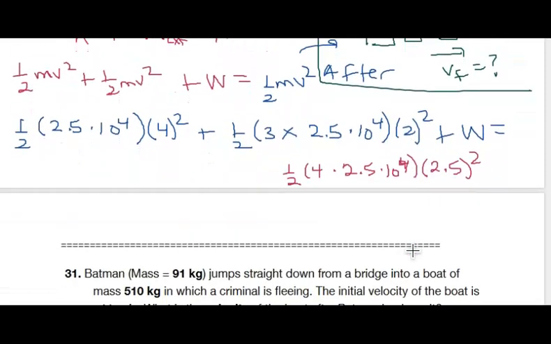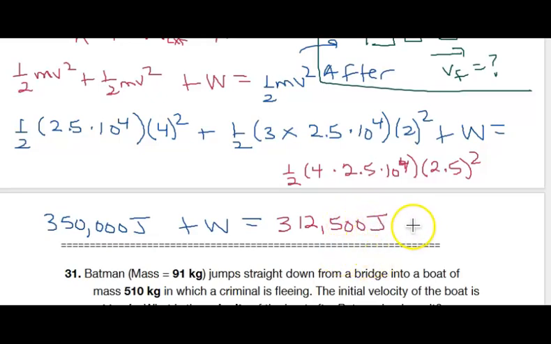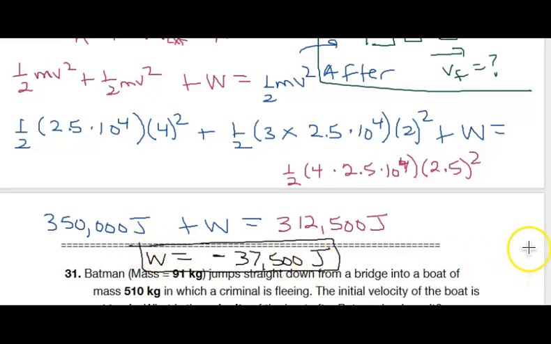Okay. Running through the math, you get that you initially had 350,000 joules of energy. And at the end, this turns into 312,500 joules of energy. And so when you take the difference between those two, you find the work done. This minus that is negative 37,500 joules. Okay, and that's a pretty classic problem.